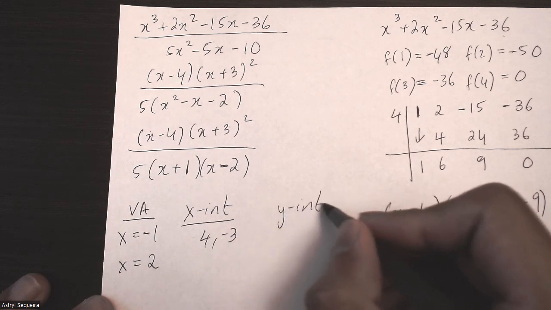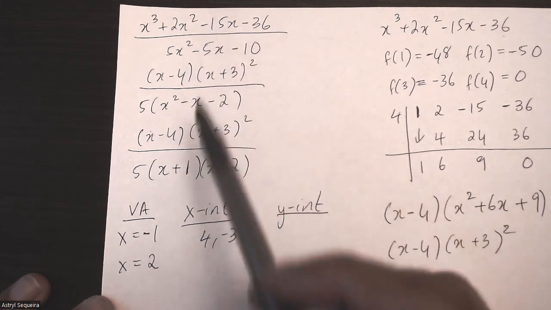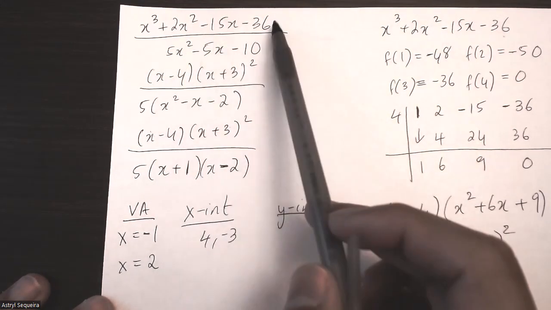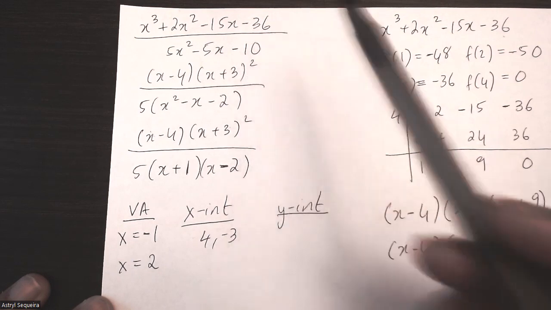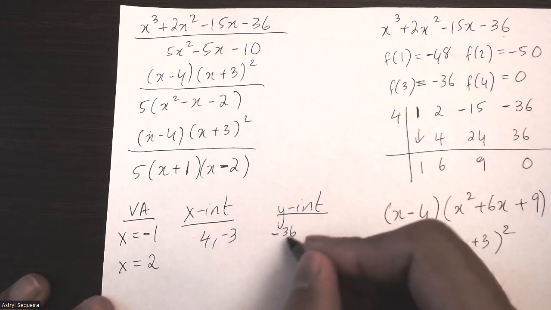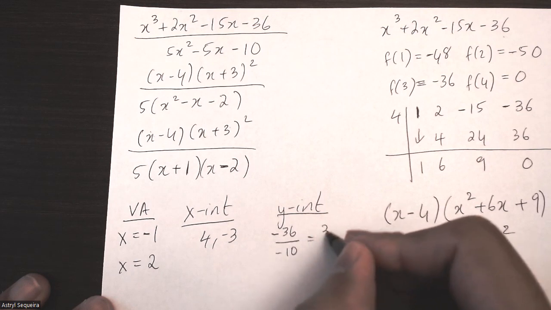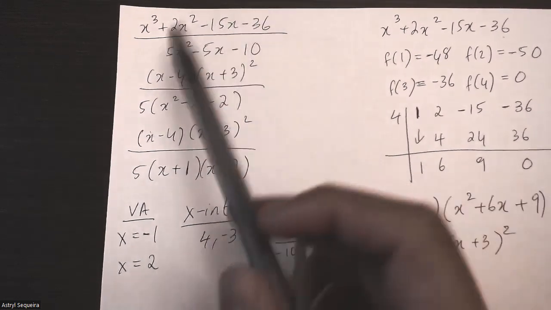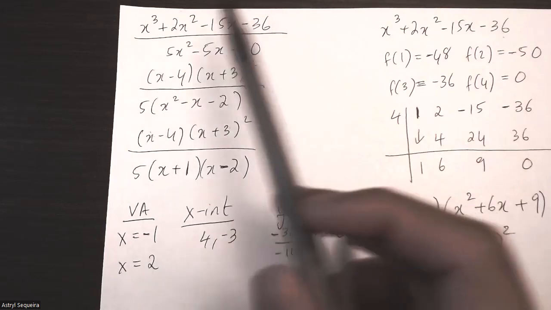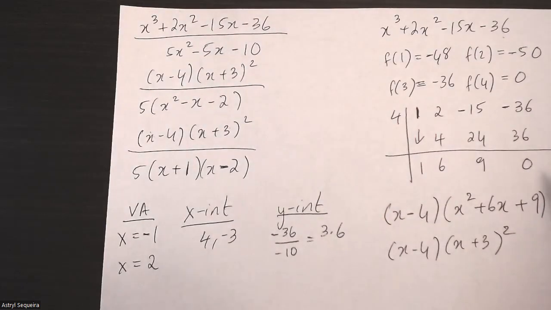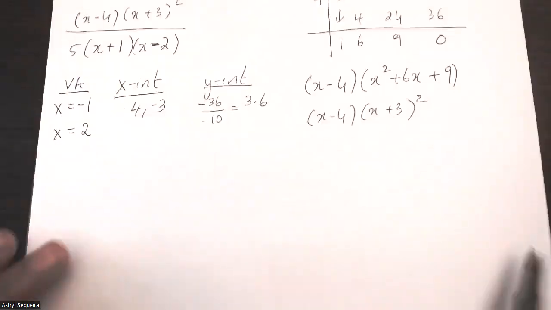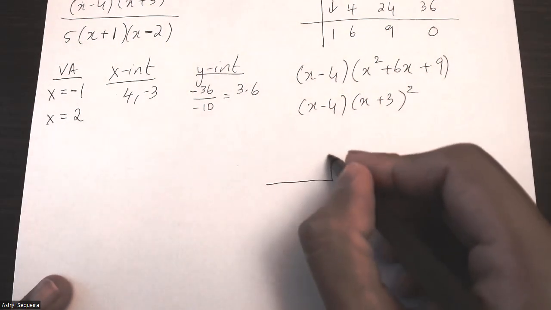For the y-intercept, I can just sub in 0 into these equations, doesn't matter which one. Just use the first one because all of this is 0. So I have negative 36 divided by negative 10, which is basically 3.6. Now I need to find the equation of my oblique asymptote. And to do that, I'm going to do long division. So I want to divide this by this. I'll do it on the side over here.